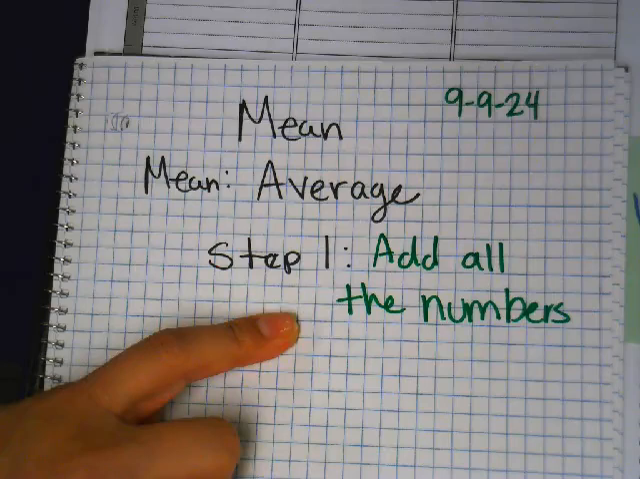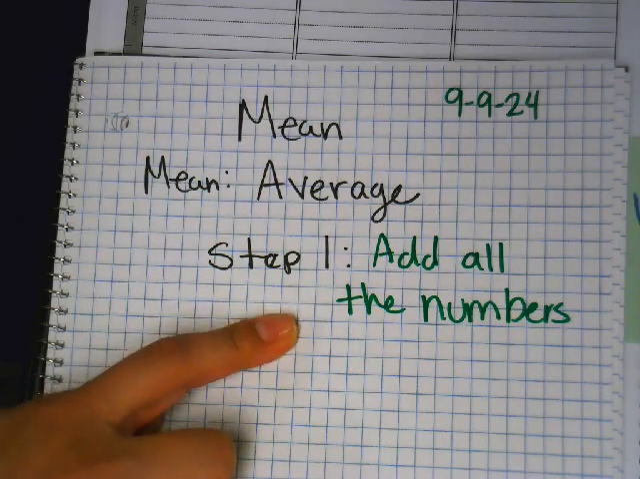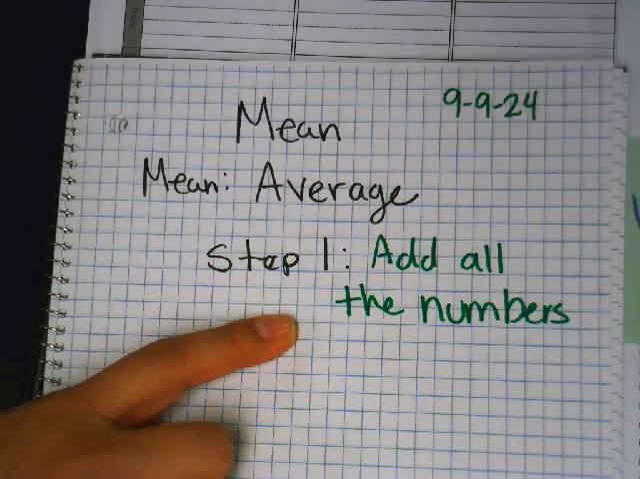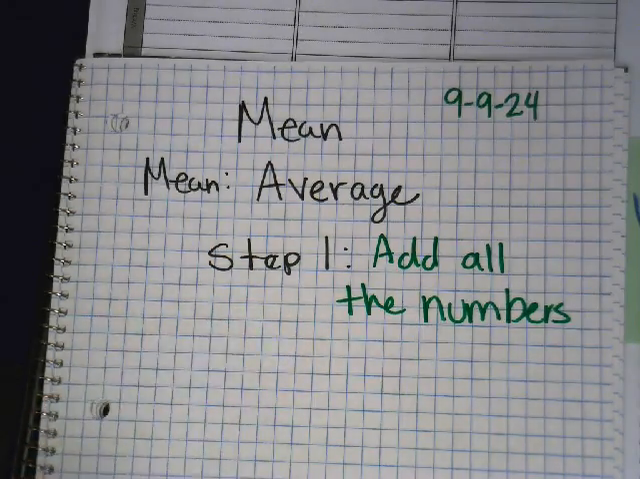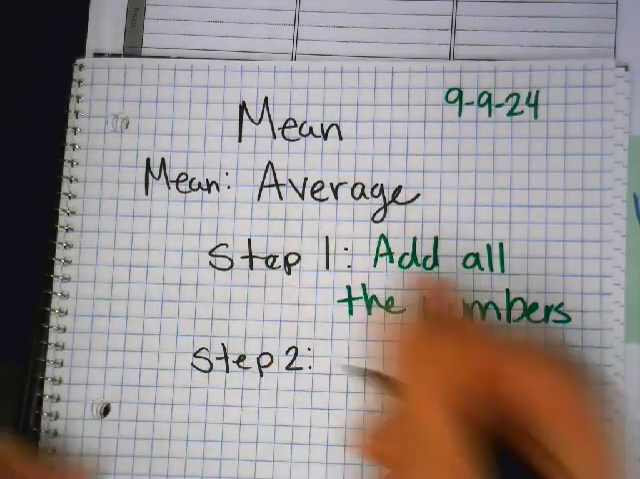All right, so we write this down in our notebook. Everything I write, you write. I write it down so that when you're doing your homework, when you're doing your classwork, you can read this and go, oh, that's right. She wanted me to add.